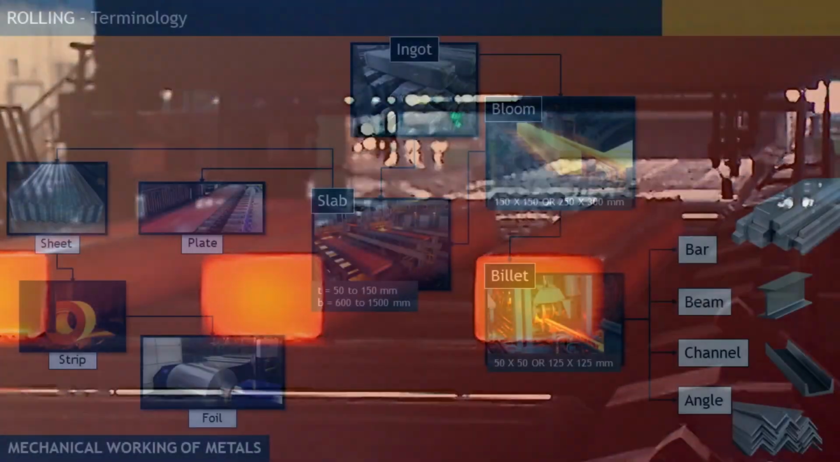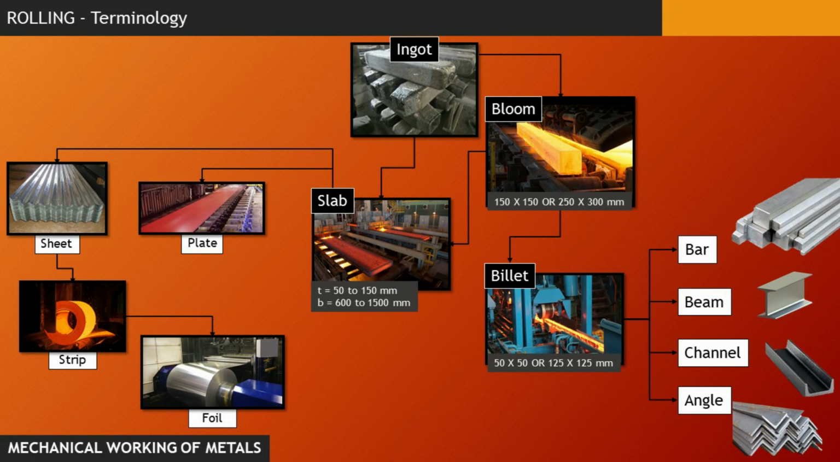It has a square or slightly rectangular cross section, and it ranges in size from 150 by 150 mm to 250 by 300 mm. This bloom is used to make structural shapes, that is I-beams, channels, etc. by hot rolling.